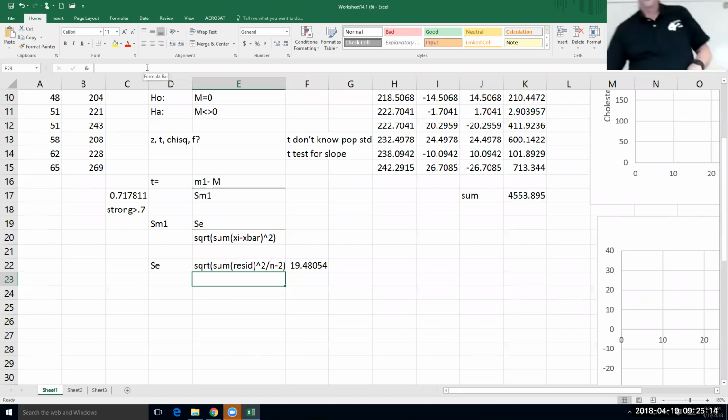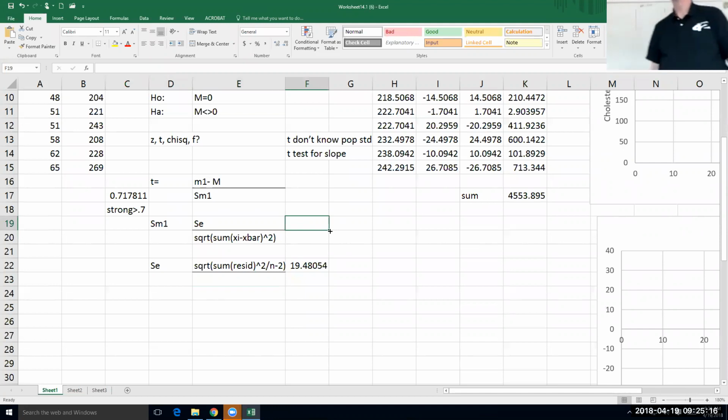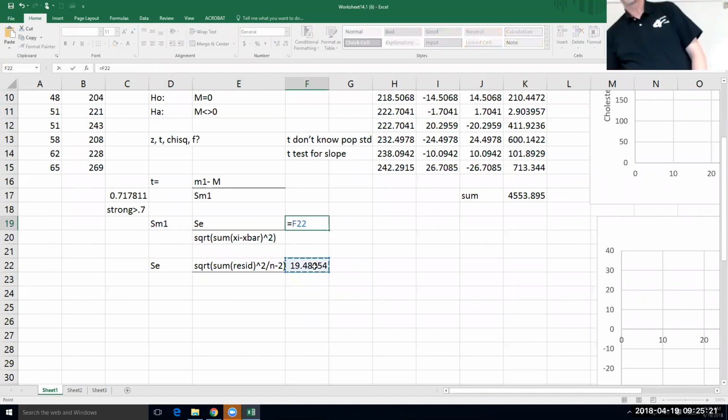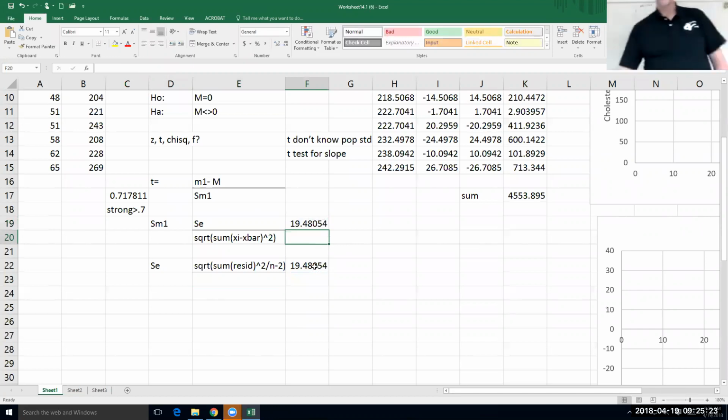I'm going to just take this here. So I take this number, I divide it by 12, and then I take the square root. You take that number and square it?